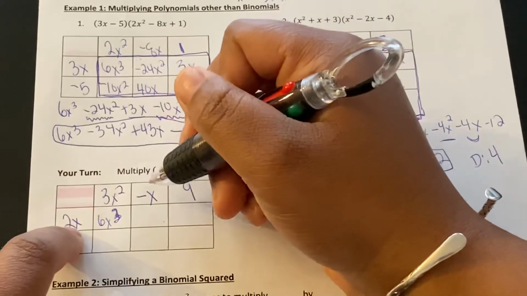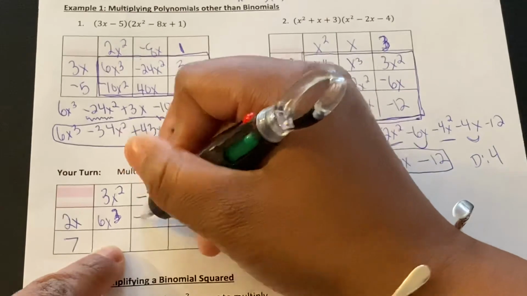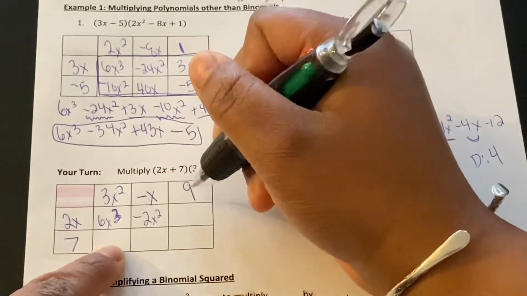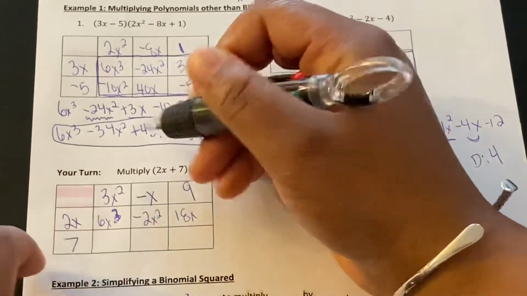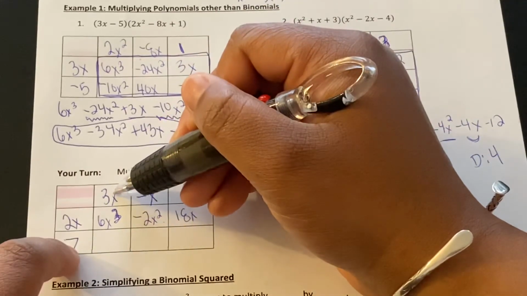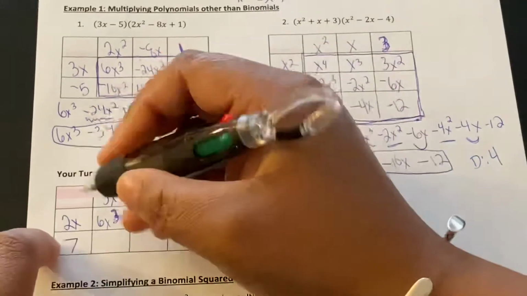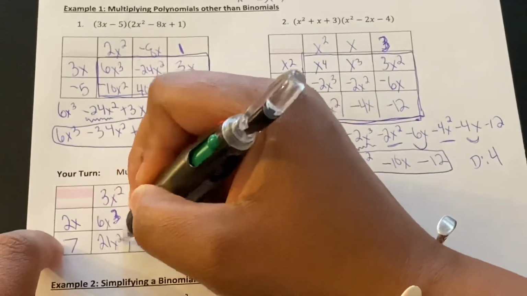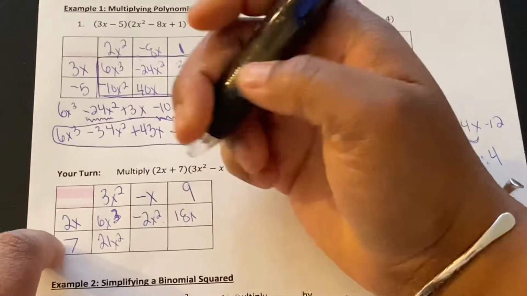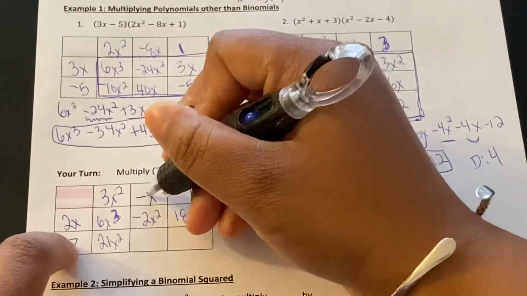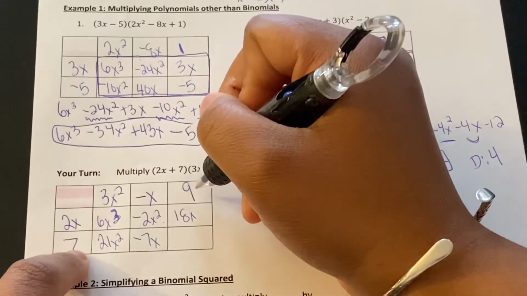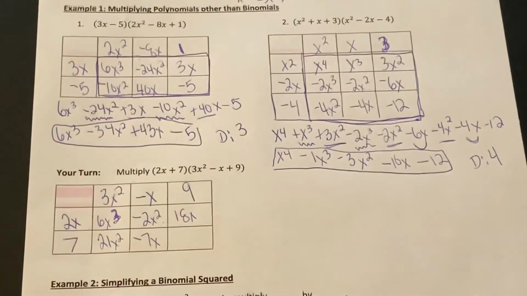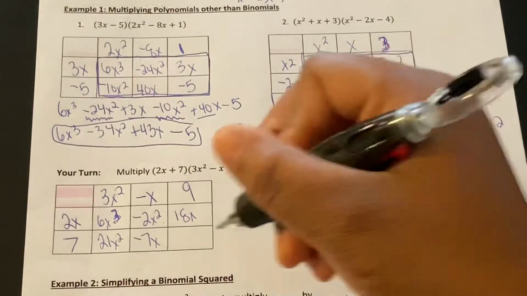And then 2x times negative x is going to be negative 2x squared. 2x times 9 is going to be 18x. 3x squared times 7 is going to be 21x squared. Negative x times 7 is going to be negative 7x. And then 7 times 9 is going to be 63.